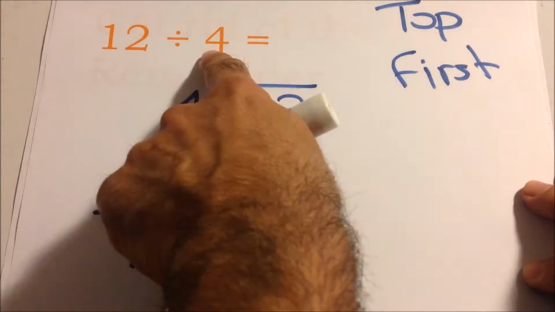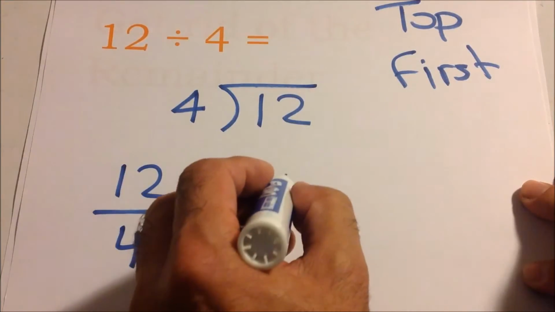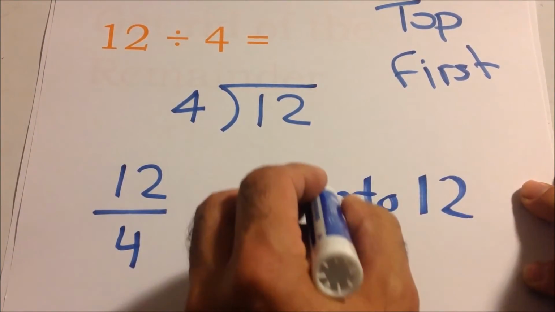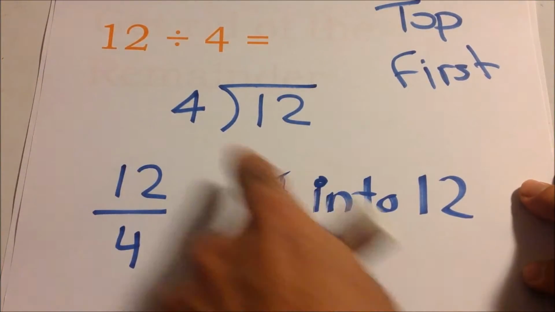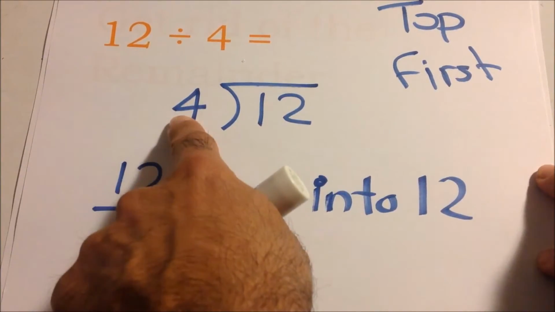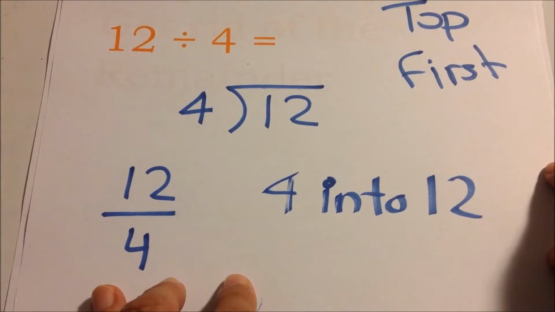So this is 12 divided by 4. And also you can say 4 into 12. When you use the word into, that's the divisor. This is the dividend, and that's the divisor. Okay, and we'll go over those terms again.